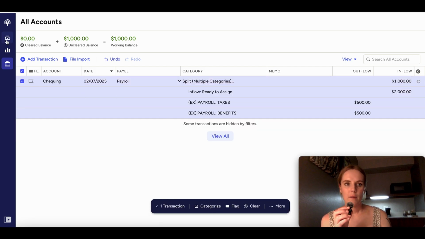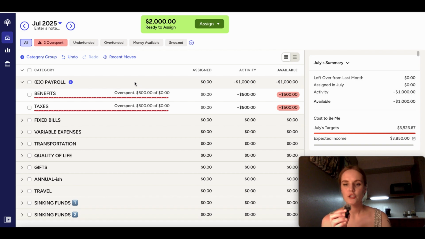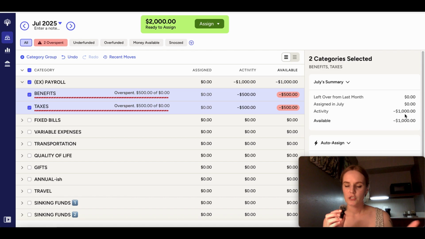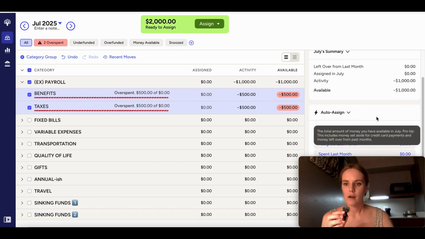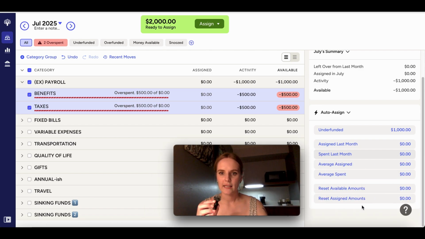You would hit save. And then when you go over to the budget page, there would obviously be overspent categories for the deductions, like you usually see at the beginning of my videos. So you have the $2,000 here ready to assign. That's not what actually hit your account. So what you would do is take care of these deductions just to show that the money is going out to those things. I usually hit reset available amounts. If you hit reset assigned amounts, I don't think that would do anything because there's already nothing assigned there.